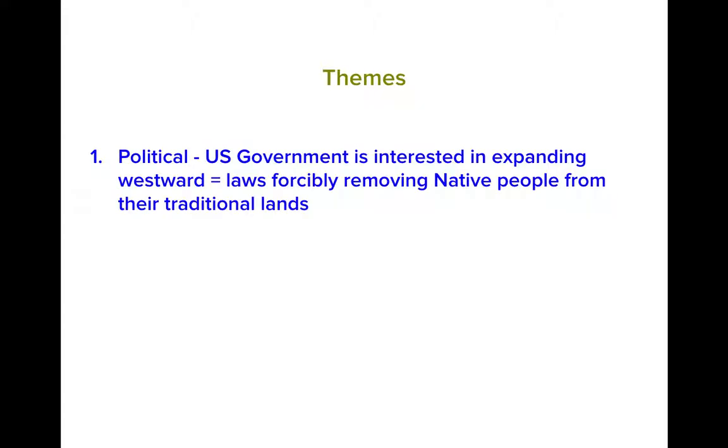First theme is political. The U.S. government is interested in expanding westward. And remember, political factors are anything that has to do with politics or government. And because the U.S. government's interested in moving westward, they begin to make laws that forcibly remove Native people from their traditional lands.